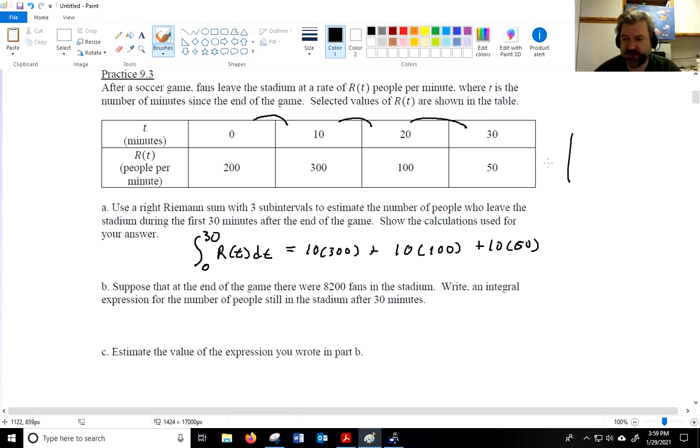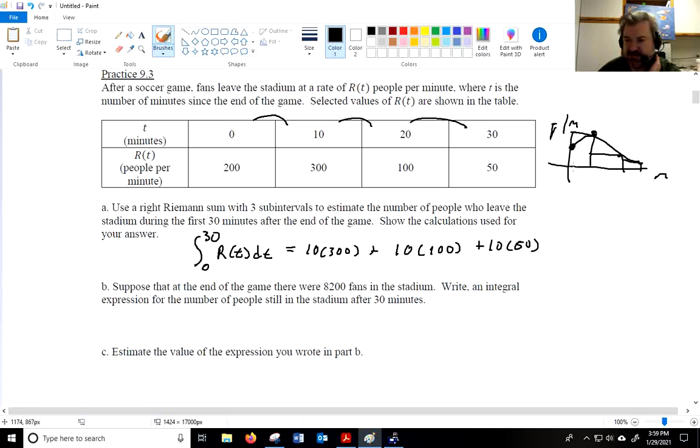So keep in mind the rate of people leaving, if we were to graph it 0 to 200, then at 10 we're at 300, and then at 20 we're back at 100, and then here at 50. So it's some sort of curve, and we're using a right Riemann sum. So we're going to be adding up all of these rectangles here to get an estimate of the total number of people that left. Also note that this is people per minute, and this is minute.